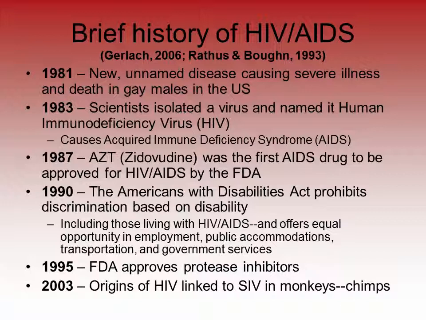In 1995, the FDA approved protease inhibitors, which have been very effective at controlling HIV. And in 2003, it was discovered that the origins of HIV were likely linked to SIV, a very similar type of virus, in monkeys and chimps. And no, it wasn't from having intercourse with monkeys and chimps, which is a common myth, but it's believed that hunters exposed to the blood in the monkeys and chimps that they were hunting or eating is what got it started in humans.